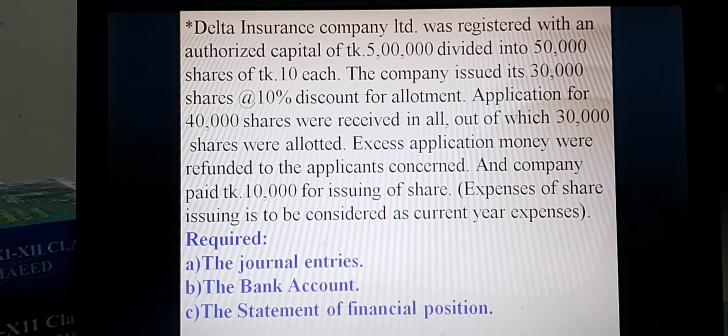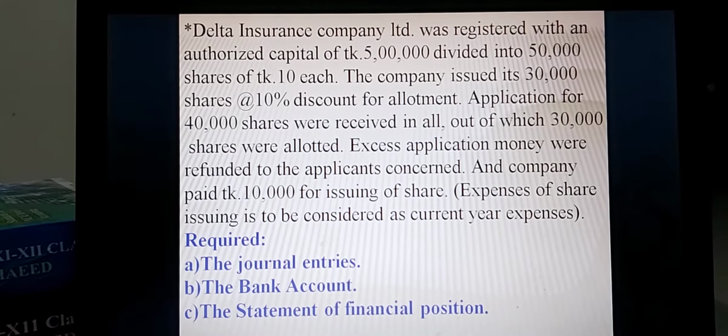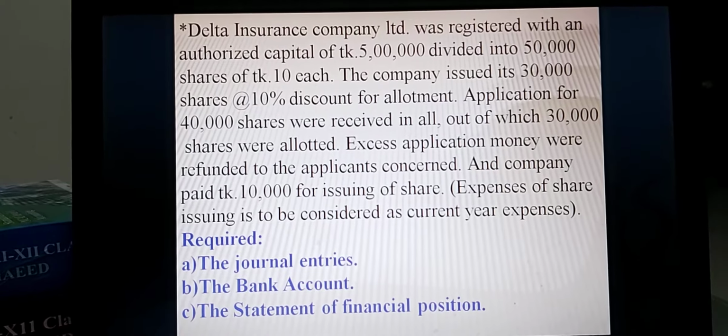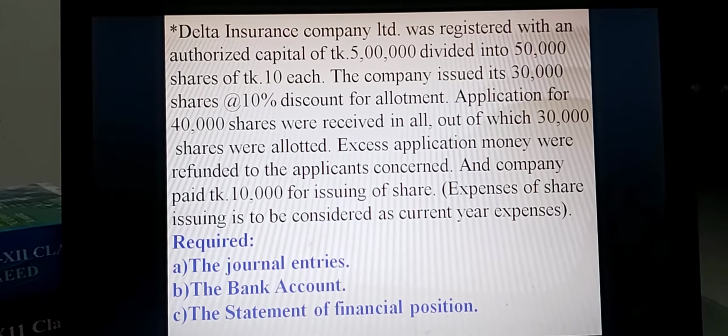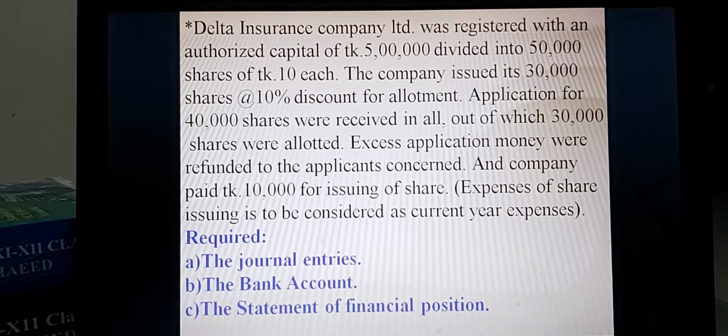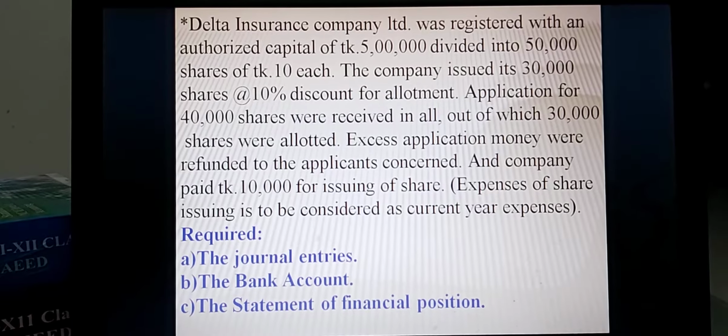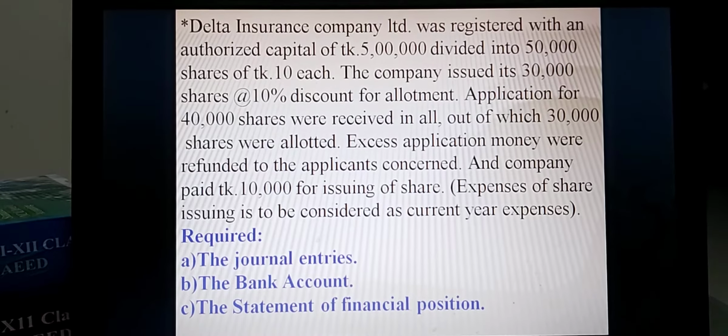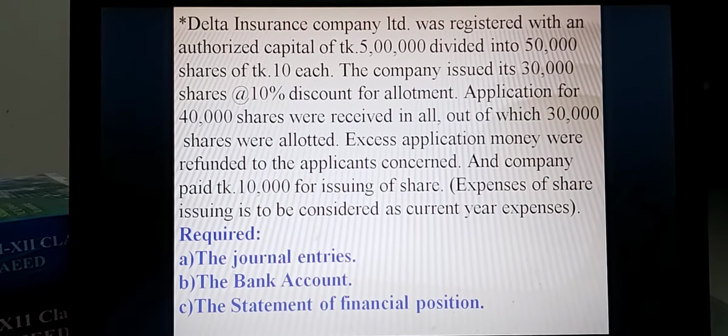Delta Insurance Company Limited was registered with an authorized capital of Taka 5 lakh divided into 50,000 shares of Taka 10 each. This is the amount only to be shown in the statement of financial position, and this amount is to be closed as the first level of share capital.